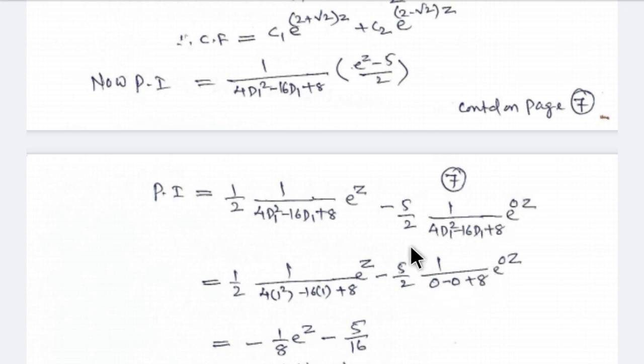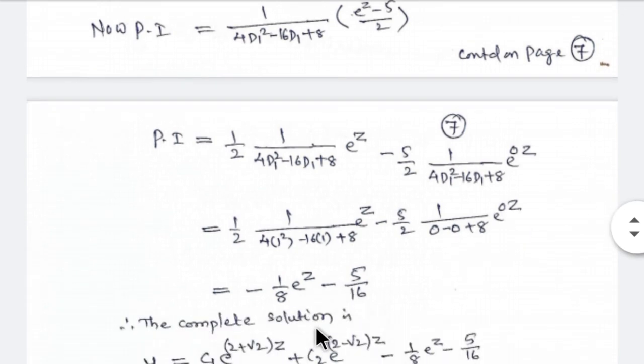Here we substitute 0 in the place of D. This is also not 0, very clear. 1 by 0 minus 0 plus 8, e raised to 0 z. After simplifying we get minus 1 by 8 e raised to z minus 5 by 16. Clearly this is again e raised to 0 z, back substitute 1. So this is the particular integral.